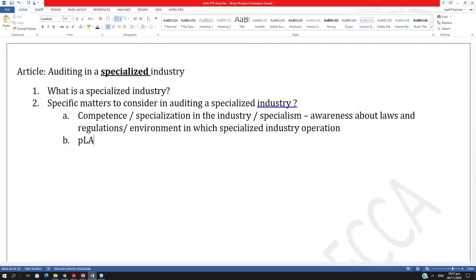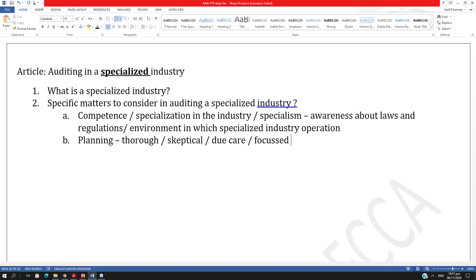Number two, planning. Do you believe in a specialized industry, this planning will become more thorough, more skeptical, with more due care, more focused? Very good. Do you do planning of every audit? Yes. Do you do planning of a non-specialized industry? Yes. But do you believe that planning in a specialized industry will become more focused, with more due care, more skeptical, more thorough because you're auditing a specialized industry?